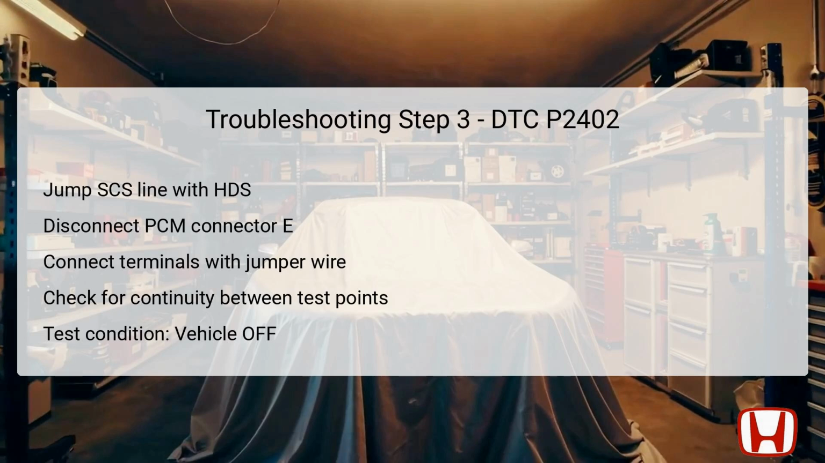If continuity is confirmed, the EVAP leak check module should be considered for replacement, as it signifies a definitive failure of the component. Conversely, if no continuity is found, the wiring between the PCM and the EVAP leak check module must be checked for potential open circuits and repaired accordingly.